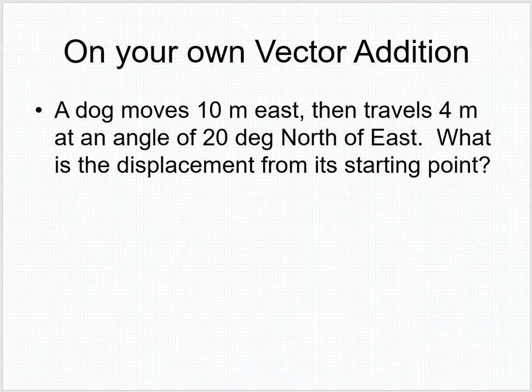Here's one for you guys to do on your own. I'm not going to give you the answer right now, but it says a dog's moving 10 meters east, travels 4 meters at an angle of 20 degrees north of east. What is the displacement from its starting point? So that's one for you guys to work on.